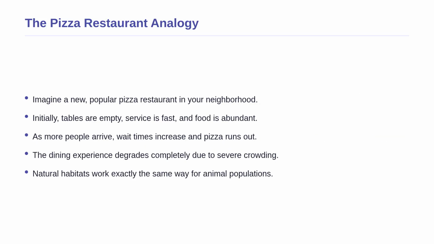To understand how population regulation works, imagine a popular pizza restaurant that has just opened in your neighborhood. When it first opens, there are plenty of empty tables, the service is incredibly fast, and everyone gets as much pizza as they want. But as more and more people crowd into the restaurant, the wait times get longer and people start getting frustrated. The restaurant can only comfortably hold a certain number of people. In nature, a habitat is just like that restaurant.